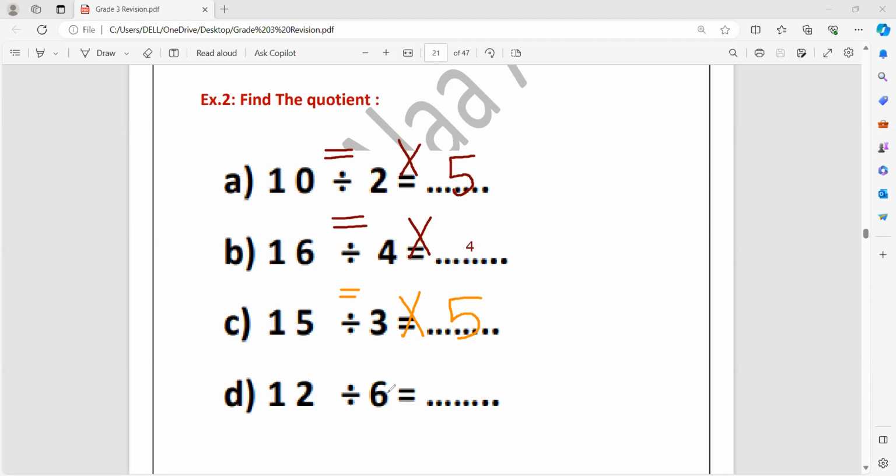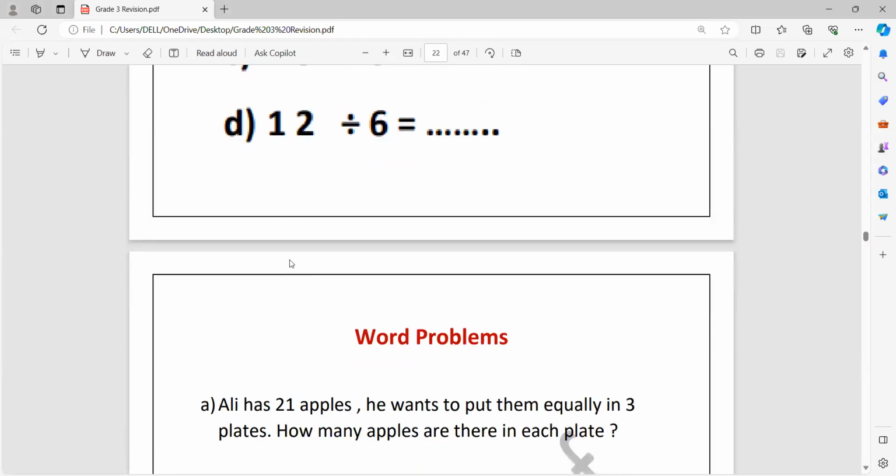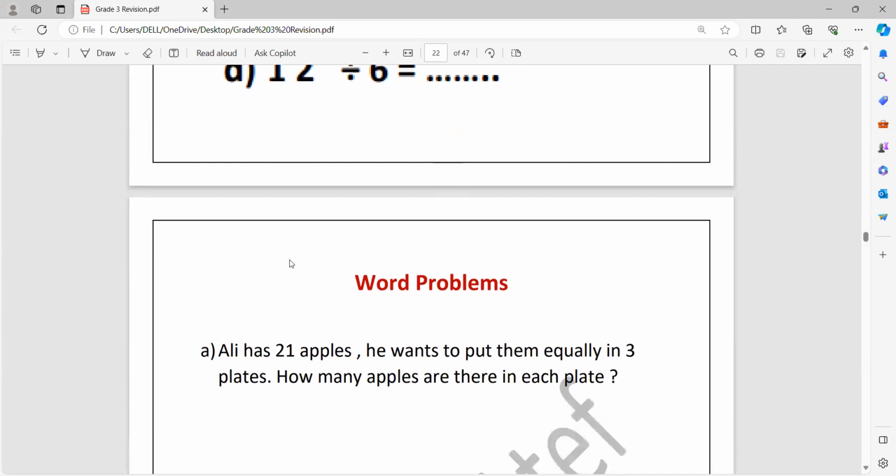12 divided by 6 equals, what is the quotient here? We are going to put the multiplication sign and say 6 times what will give me 12. 6 times what equals 12? Yes, in timetable 6, we have 6 times 1, 6. 6 times 2 equals 12. So 2. So the quotient here is 2. This is the method of solving division without drawing.